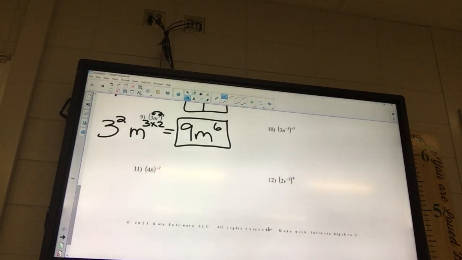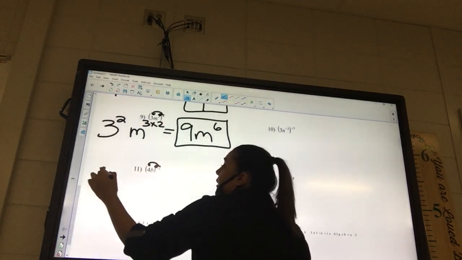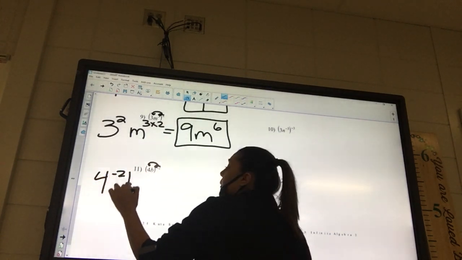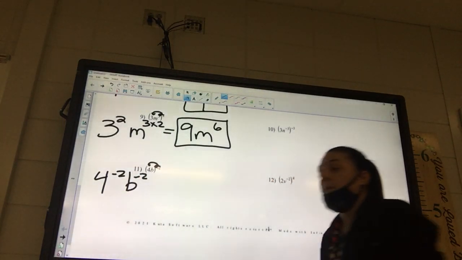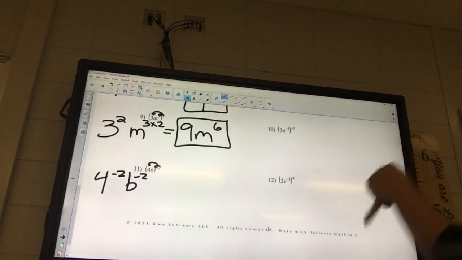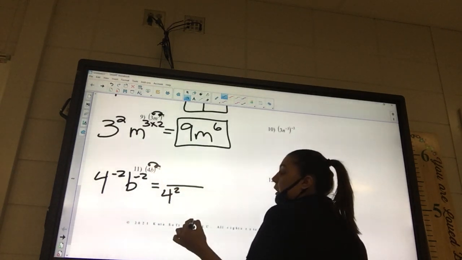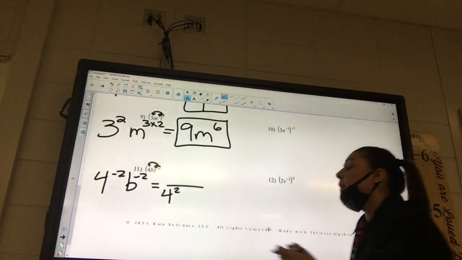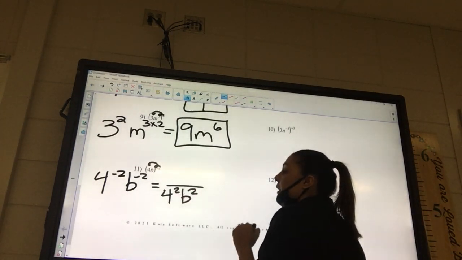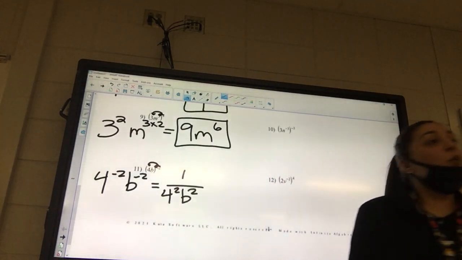Okay, 11. We need to distribute this 2 to both pieces. So it's going to be 4 to the negative 2, b to the negative 2. Where do negatives go? The bottom. Anything with a negative power needs to go on the bottom. So we're going to have 4 to the 2 on the bottom because of that negative exponent, and the b to the negative 2 needs to go on the bottom because of the negative exponent. And what goes on top? 1.